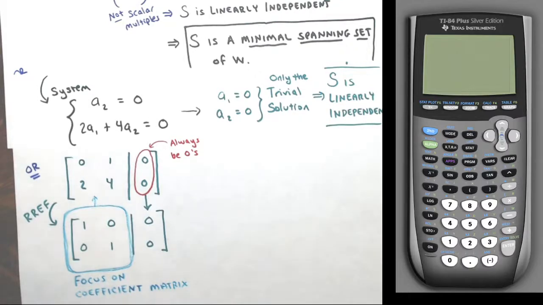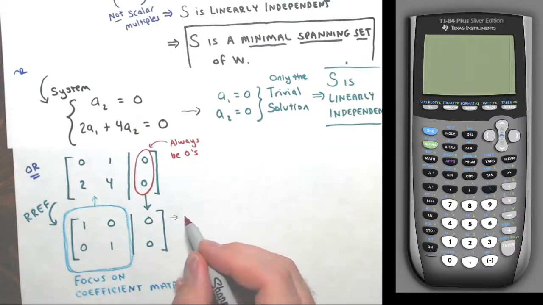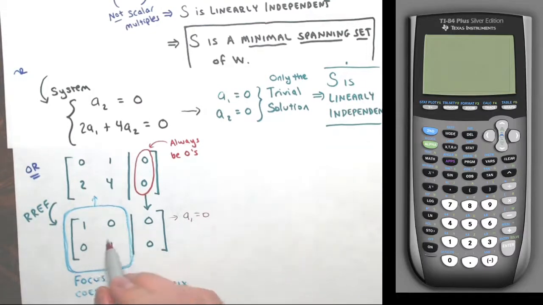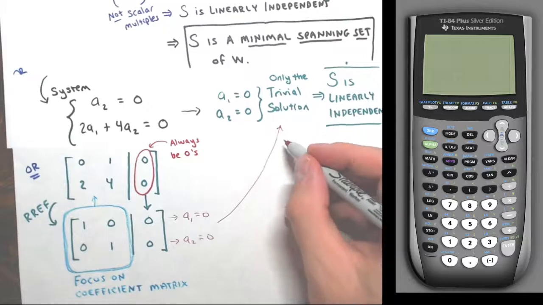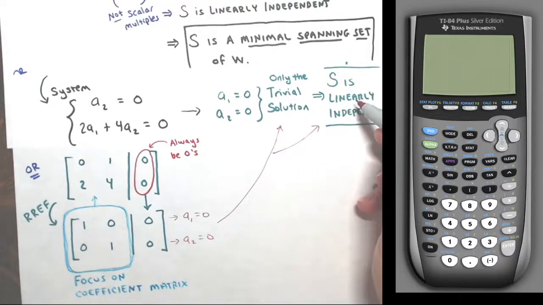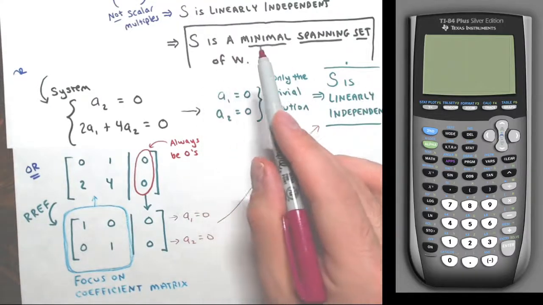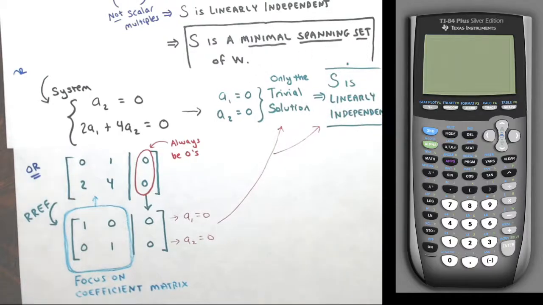All right, and what you're going to notice, and it's a very short example to start, a very small one, if you look at this, remember this row means that A1 equals 0, and this one means A2 equals 0. Exactly what I got up here, right? So that's the trivial solution, again, meaning that S is linearly independent, therefore S is a minimal spanning set of W, right? A minimal spanning set of the span of S.